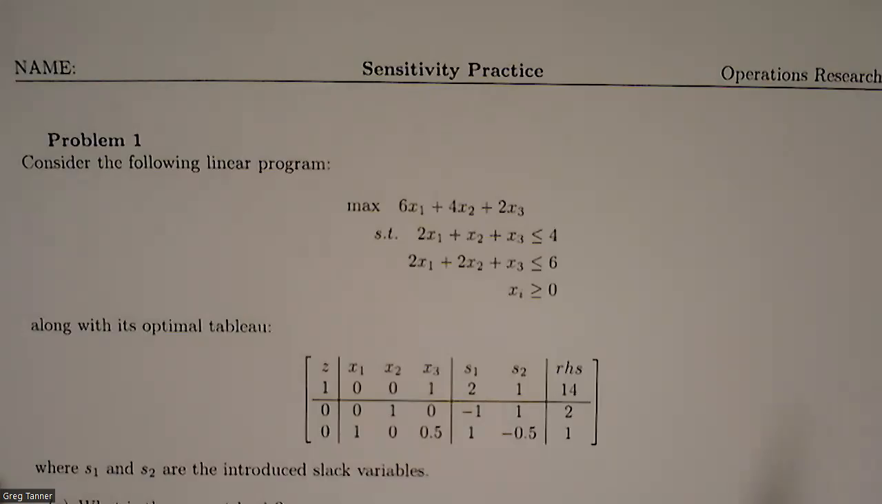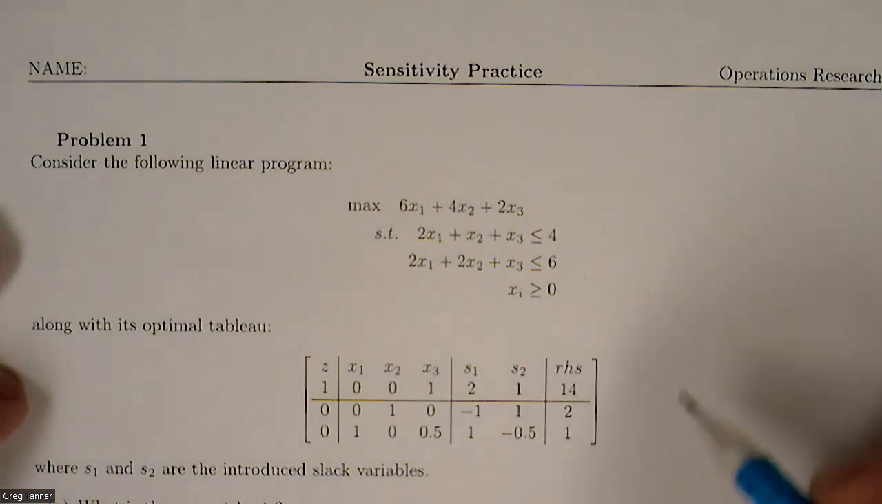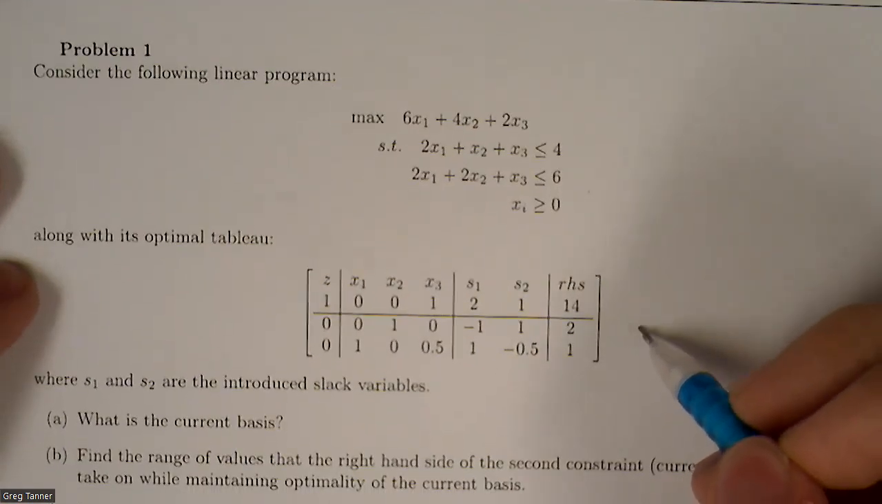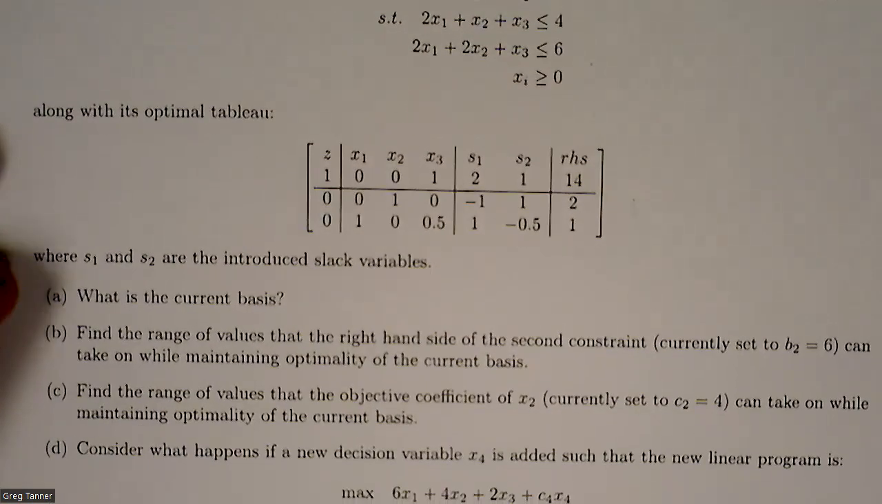Okay, let's do a sensitivity practice problem. So we've got a linear program. Here's the original problem. And then after using the simplex method, here's the optimal tableau that we end up at. Okay, so let's start off with the question of what's the current basis?